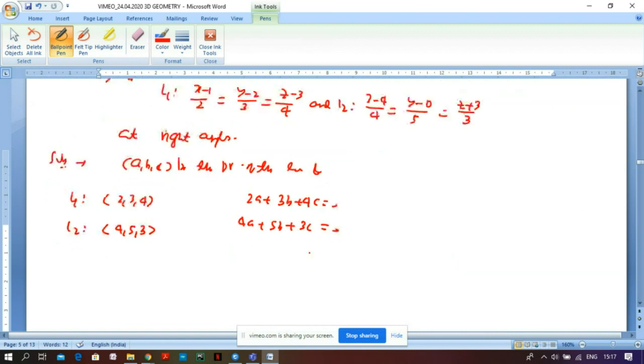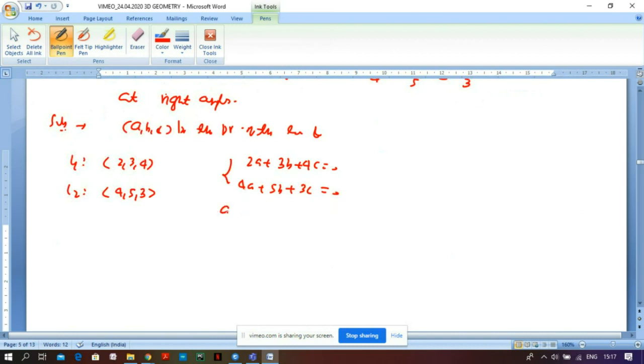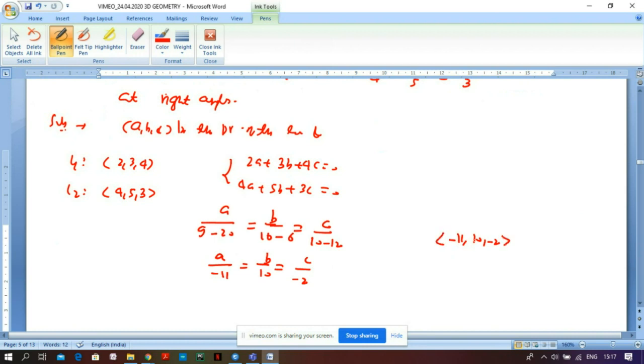We can solve using the cross multiplication rule. That is a over (9 - 20), b over (16 - 6), and c over (10 - 12). So you get a over -11, b over 10, and c over -2. So -11, 10, and -2 are the direction ratios of the line which intersects these lines at right angles. I can take the negative out. I can also write 11, -10, and 2.